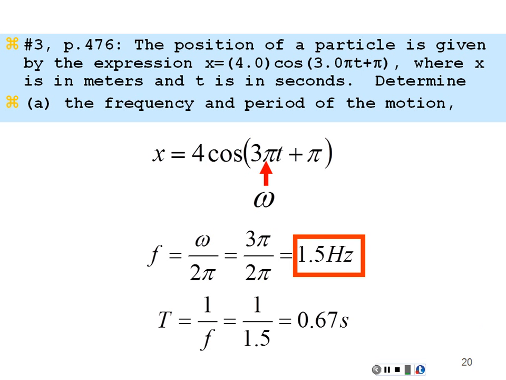And the period. Period's 1 over the frequency. 1 over 1.5 is 0.67 seconds. Or 2 pi over omega would have been 2 pi over 3 pi, which would have been 2/3, or 0.67 seconds.